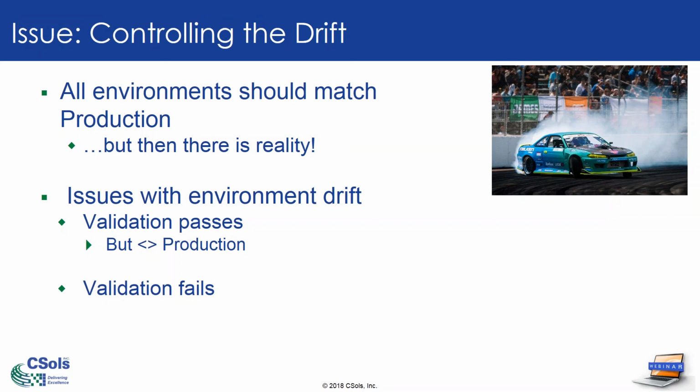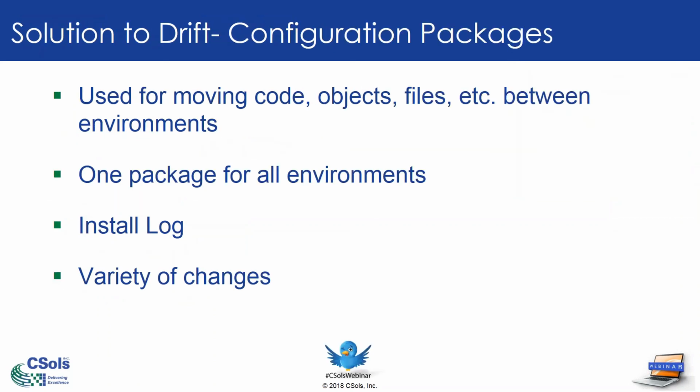So let's talk about some of the solutions to solving this drift. Probably one of the most powerful tools in LabWare for controlling the drift is what we call configuration packages. Now, a configuration package gives you a means to group objects or functionality to be able to automatically move all that functionality into different environments via just one package. So you can create a single configuration package, use that to move all your functionality to all the environments. So one package, all the environments.